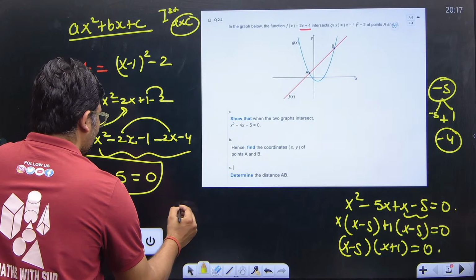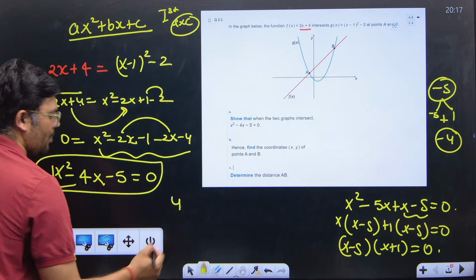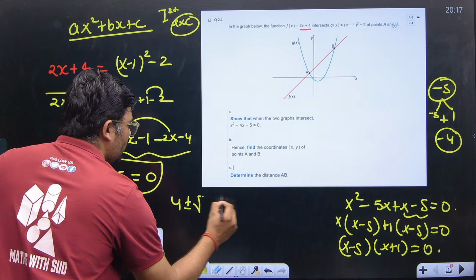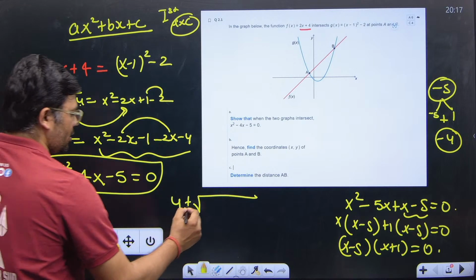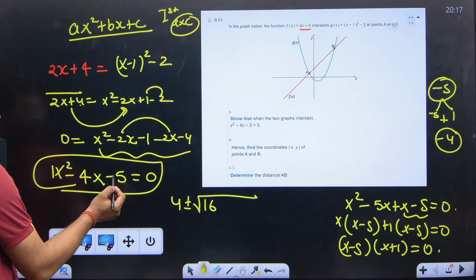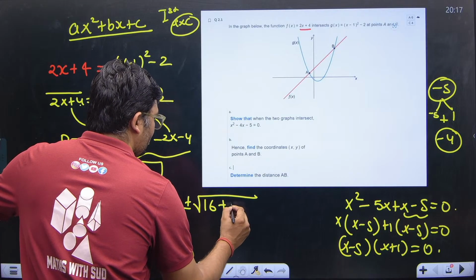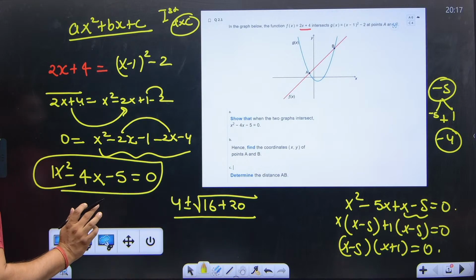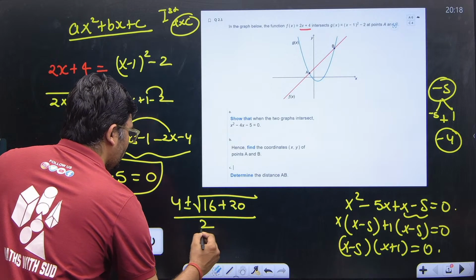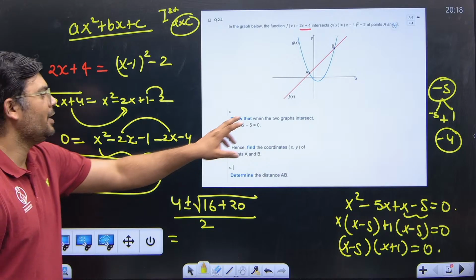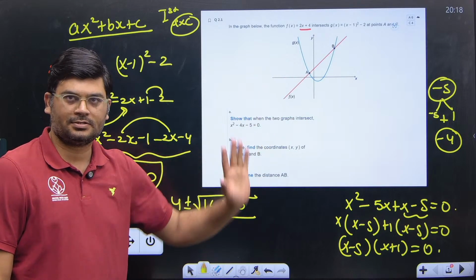So minus b means how much? 4. Minus b means minus of minus 4 is plus 4, plus minus under root. B square is how much? 16. So 4 square is 16. Minus 4 into 5 is 20, so plus 20. Are you getting it? Divided by 2. You use this to solve. Just to find the points, you find the roots, you have to find the value of x.